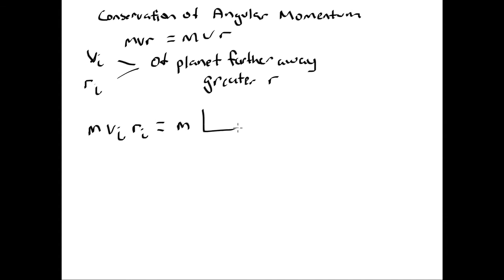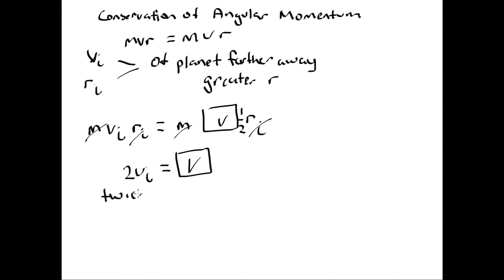We get m times velocity initial times radius initial equals m times the velocity that we're trying to find. And for the one closer, let's just say that it's half the radius of the one further away. This will make it a lot simpler to see what I mean. We'll cross out the variables similar to both sides, and we get 2 times velocity initial as the new velocity for the one closer. What this again proves is that it's twice as fast. The planet that's closer with smaller radius is twice as fast when the radius is twice as small.